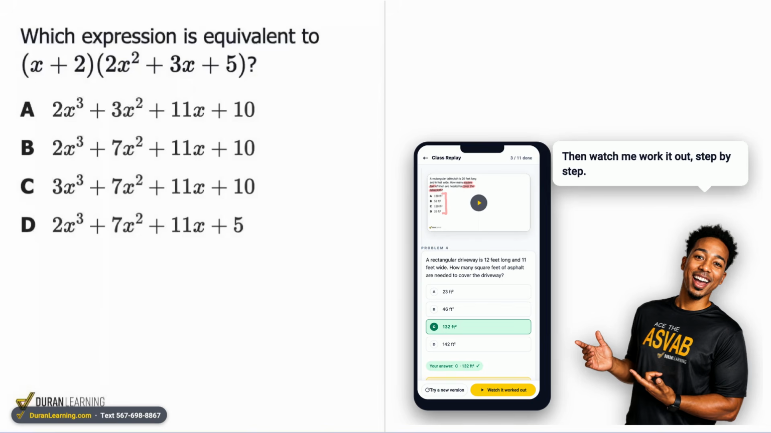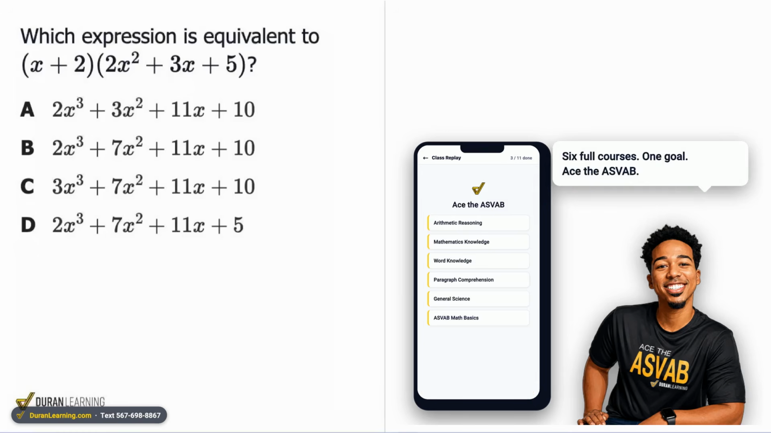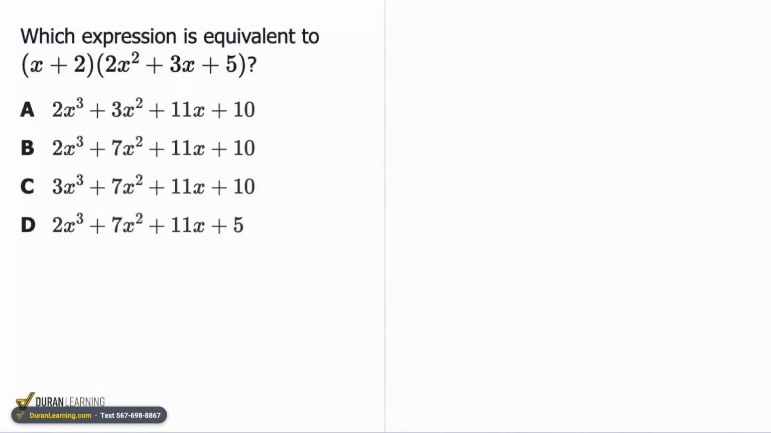When we think about multiplying and distribution, if you're only used to thinking about things as FOIL, this is where things can bite you in the butt. So here's what I mean. If I am your average student who really relies on FOIL, they're going to think that when we write this down, x plus 2, and then we have 2x squared plus 3x plus 5, you might be thinking, okay, cool, let's do FOIL.